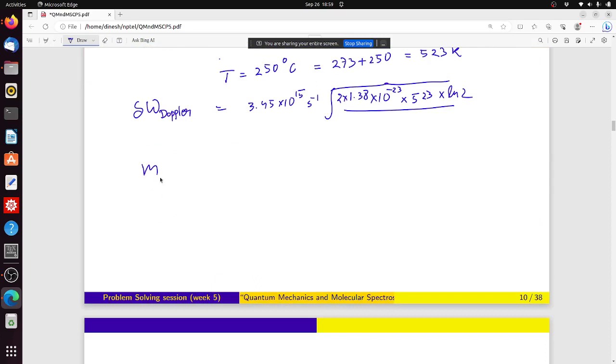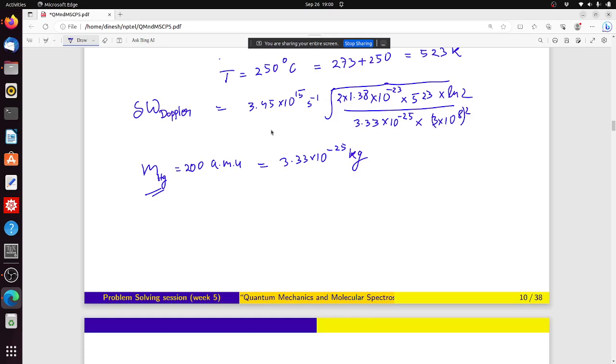The mass of mercury is around 200 atomic mass units. You can convert it to kg, and you will get around 3.33 times 10 to the power minus 25 kg. So the mass you got, put it here: 3.33 times 10 to the minus 25 times c square, where c is 3 times 10 to the power 8, whole square.